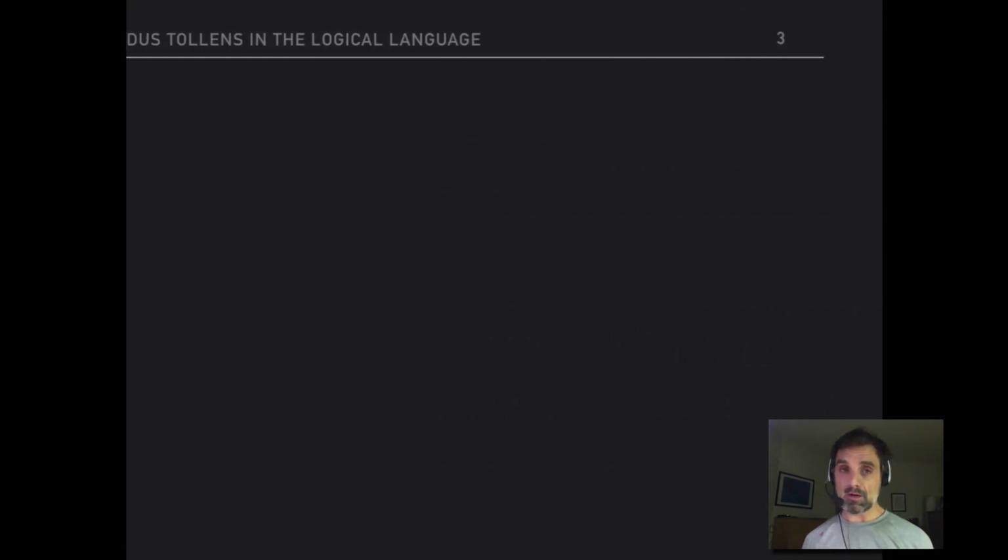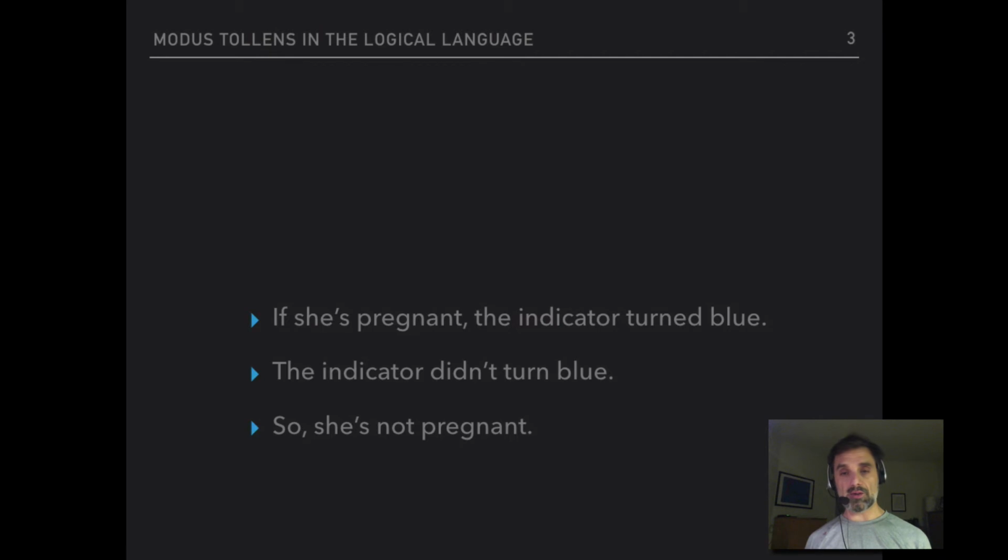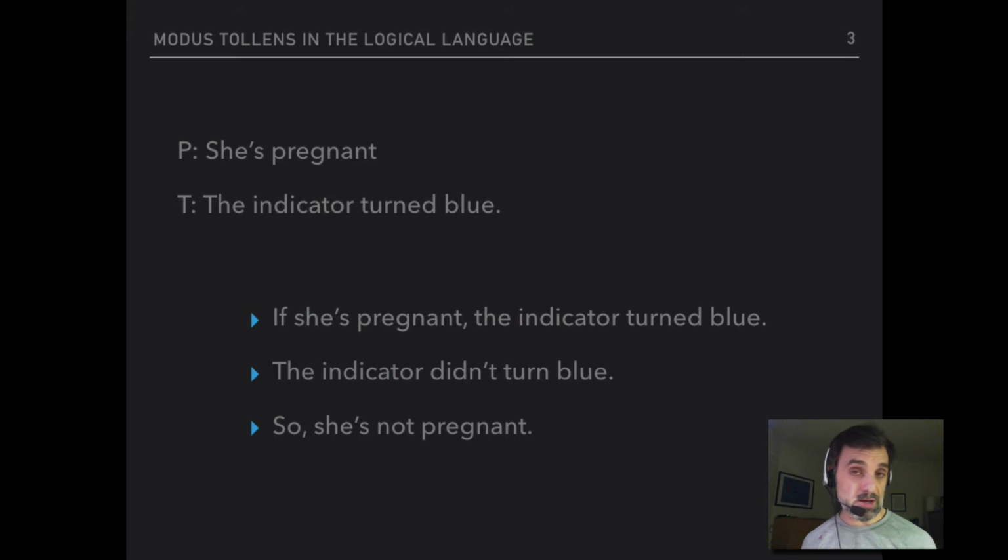Let's look at the next argument we had previously. That was: if she's pregnant, the indicator turned blue. The indicator didn't turn blue, so she's not pregnant. So P will symbolize "she's pregnant," and T will symbolize "the indicator turned blue." The first premise is "if she's pregnant"; its antecedent is whatever the "if" attaches to, which is "she's pregnant," which is P. The consequent is "the indicator turned blue," which is T. So that's P arrow T.